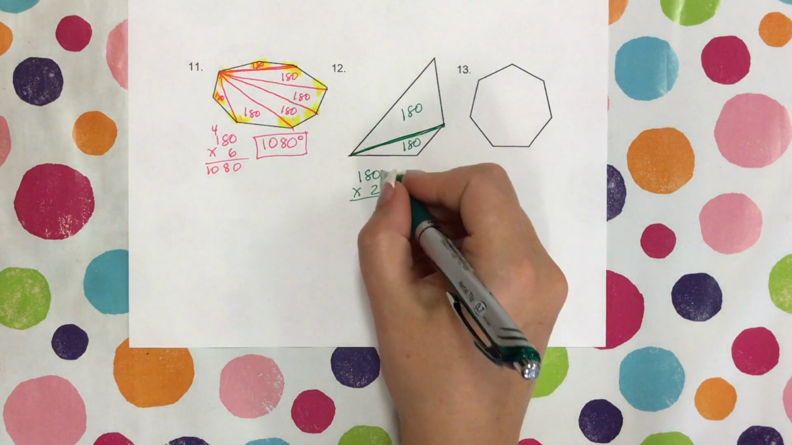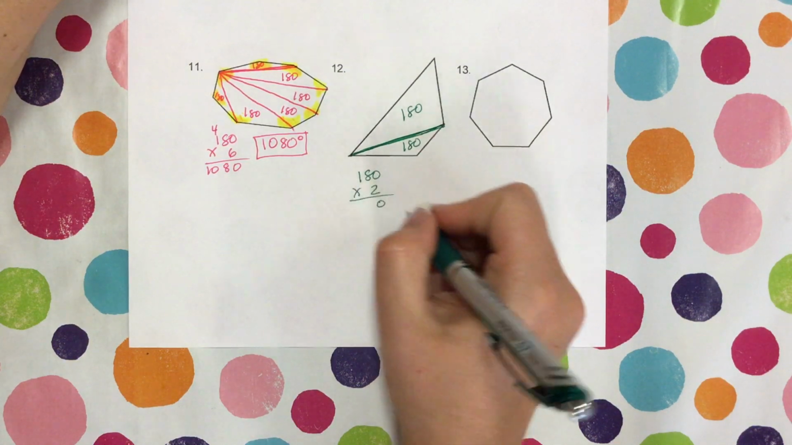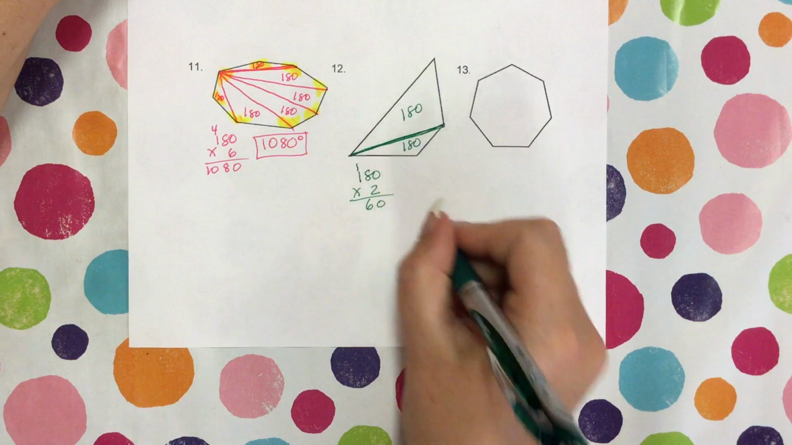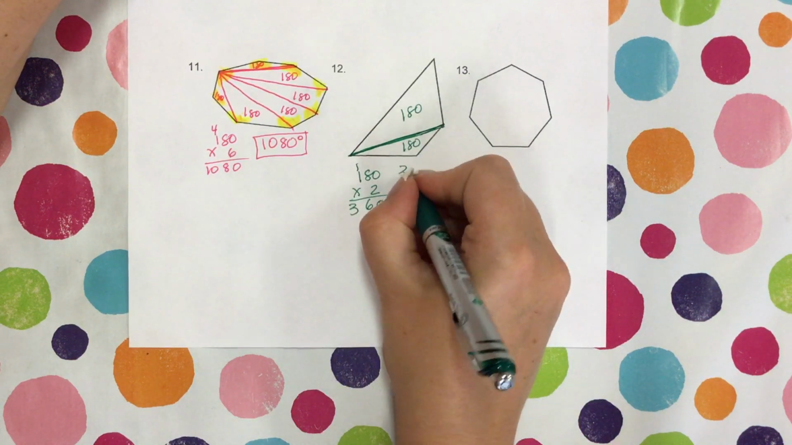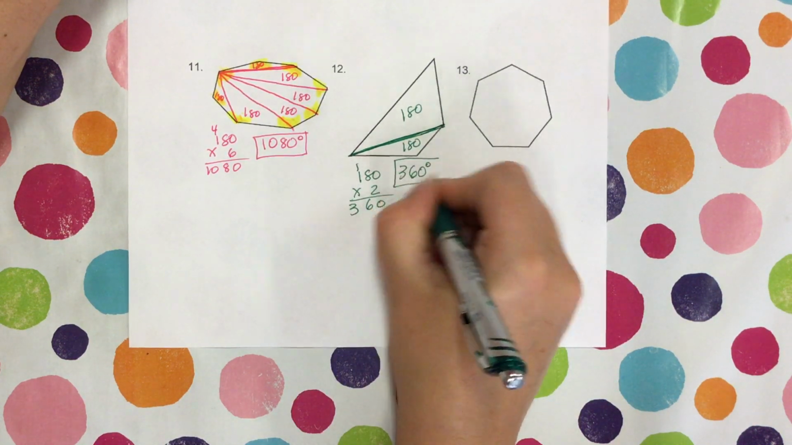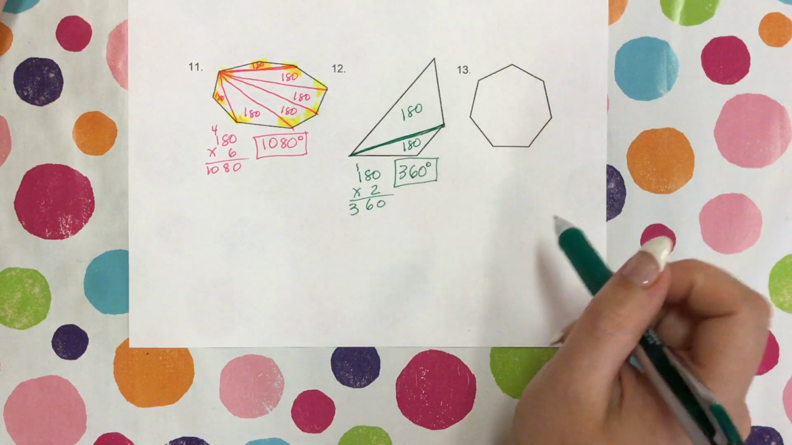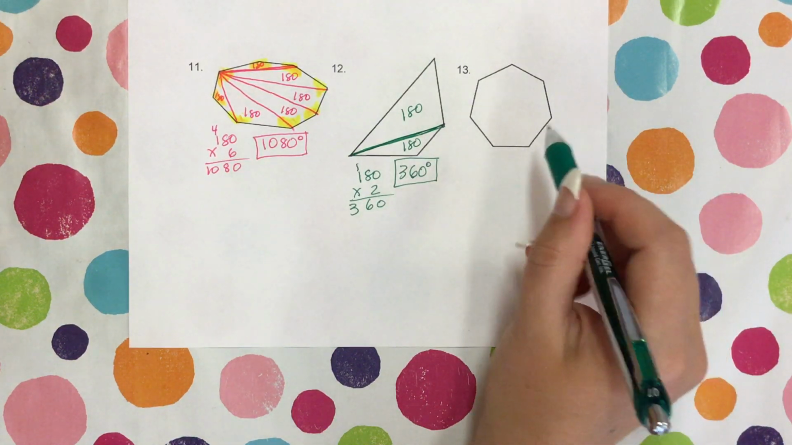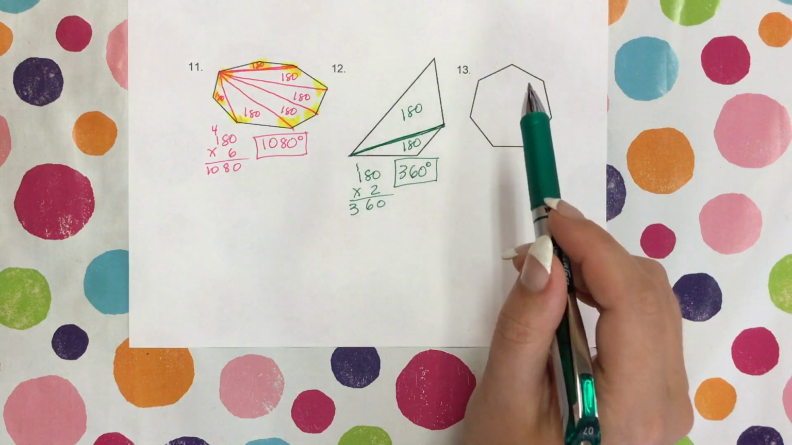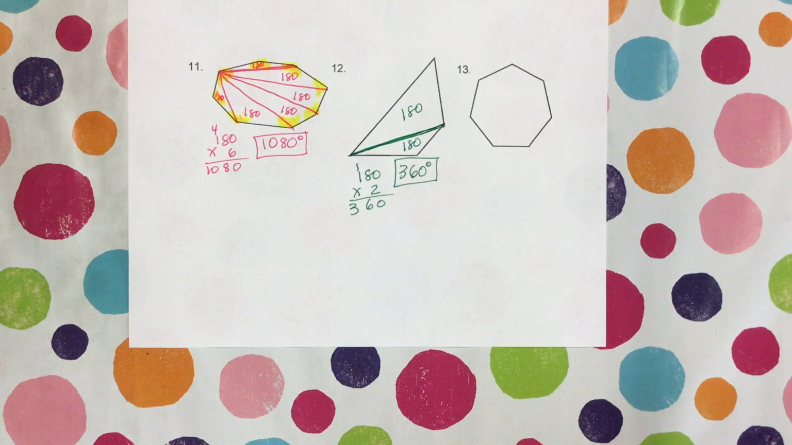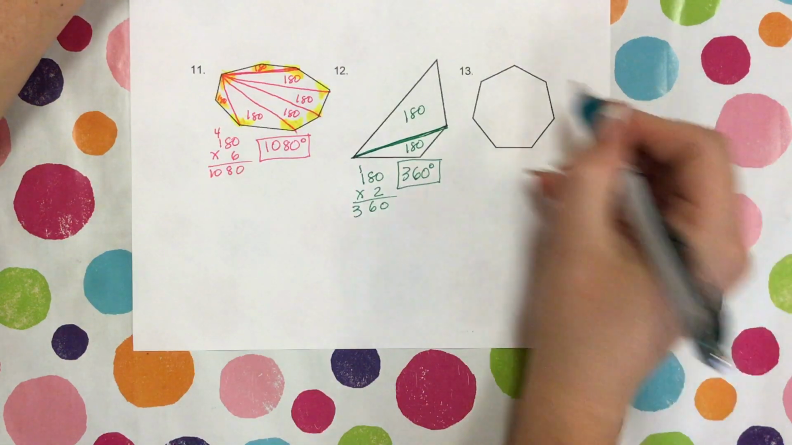180 times 2, 2 times 0 is 0. 2 times 8 is 16, write the 6, carry the 1. 2 times 1 is 2, plus 1 is 3. So it equals 360 degrees. Okay, if you got that one right, wonderful job. Let's look here. We have a figure here. We're just going to go ahead and divide it into triangles.